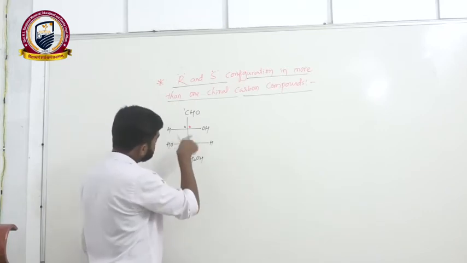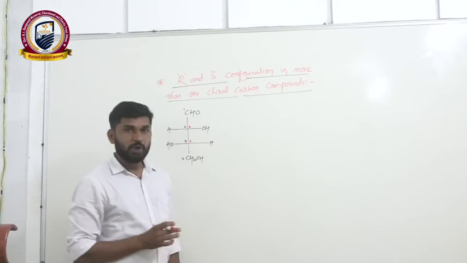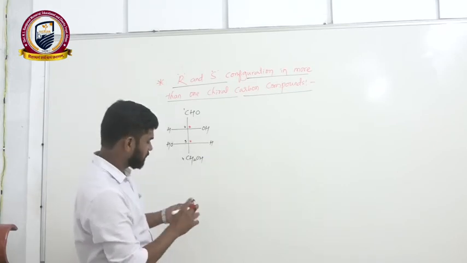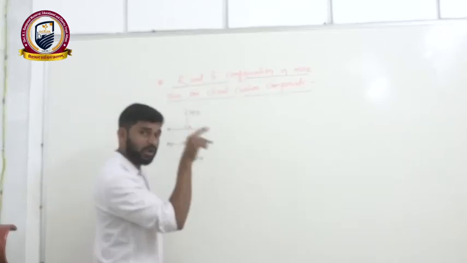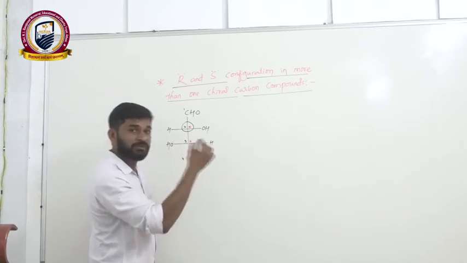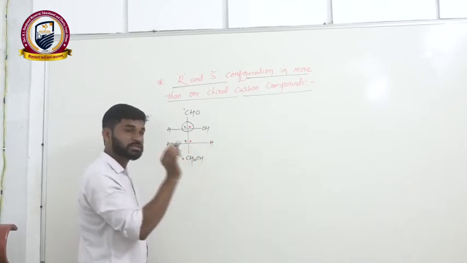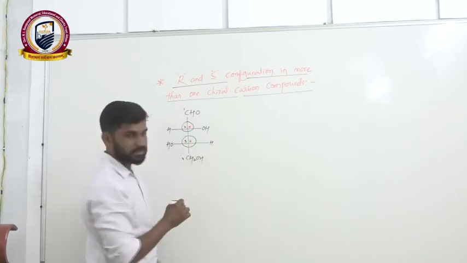Okay, so in this compound there are two chiral centers available. So for such compounds, how do we assign R and S? I'll try to assign the R and S configuration for the second chiral center first, and after that I'll move on to assigning the R and S configuration for the third chiral center. So first I'll move on to the second one.